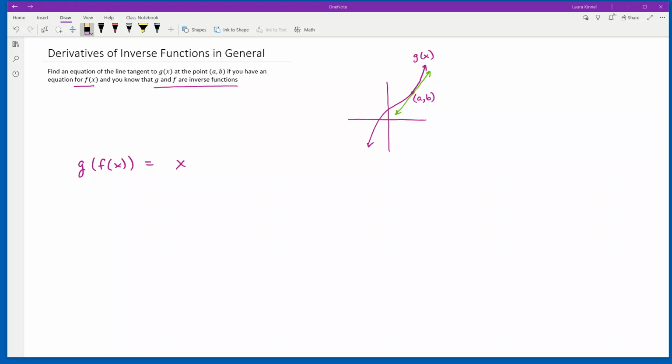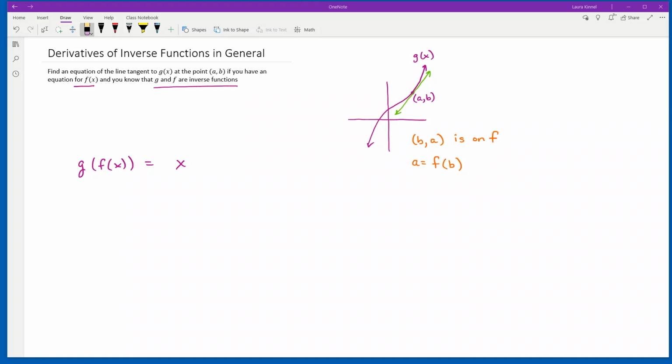Let's come over here for a second and notice that if (a, b) is on G, then we know that (b, a) is on its inverse, F. And if (b, a) is on F, that means that a is equal to F of b. That'll be useful in this problem to think of it that way.